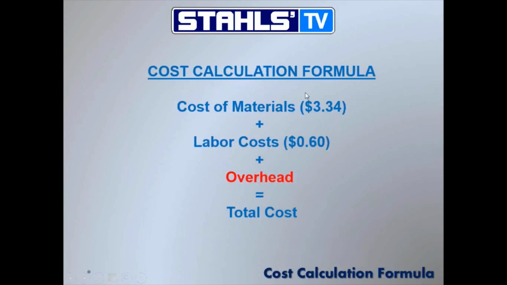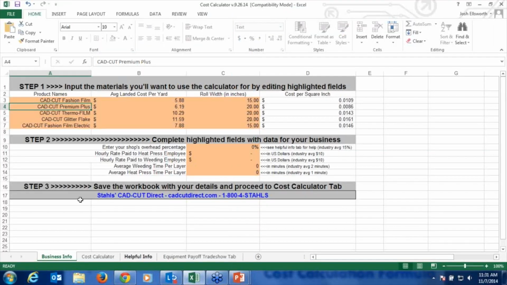Okay, so that gives us our cost of materials and labor costs. Now I want to show you, let me jump back to the cost calculator here. Under the business info, we did step one, right, where we put our cost of materials in. Now we want to do our labor costs.